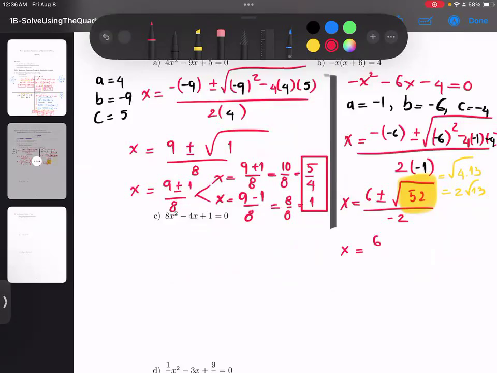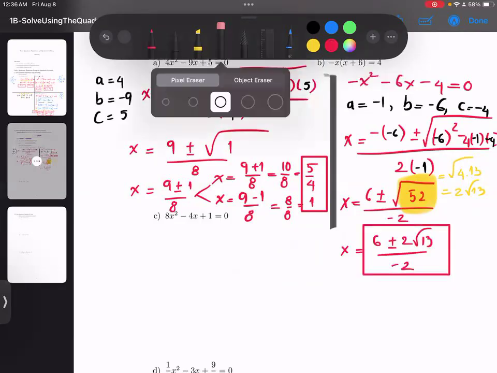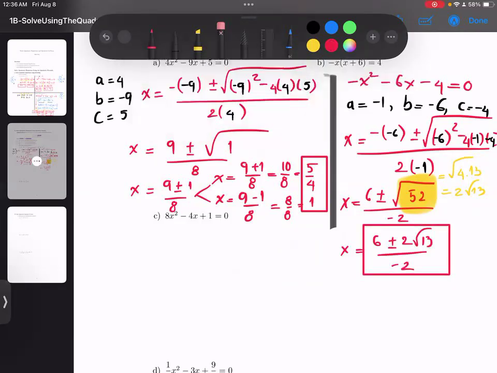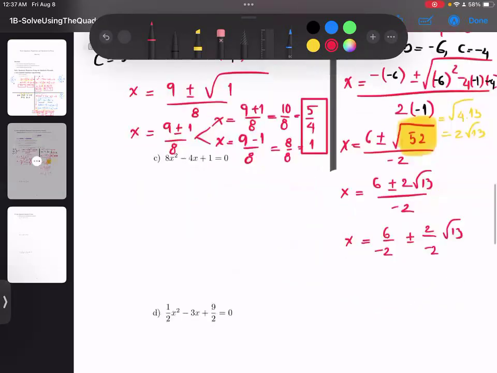6 plus minus 2 root 13 over negative 2. Actually, we need to simplify it. I forgot. We're not done yet. Let's simplify that. So x equal, I can split it apart like this, 6 over negative 2 minus 2 over negative 2 root 13. So x equal minus 3 plus minus root 13.